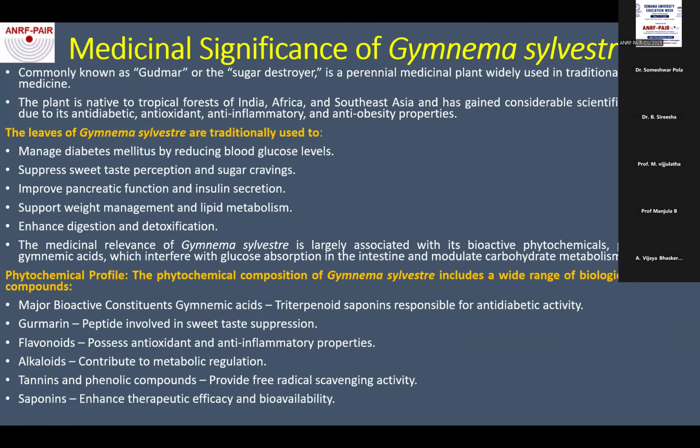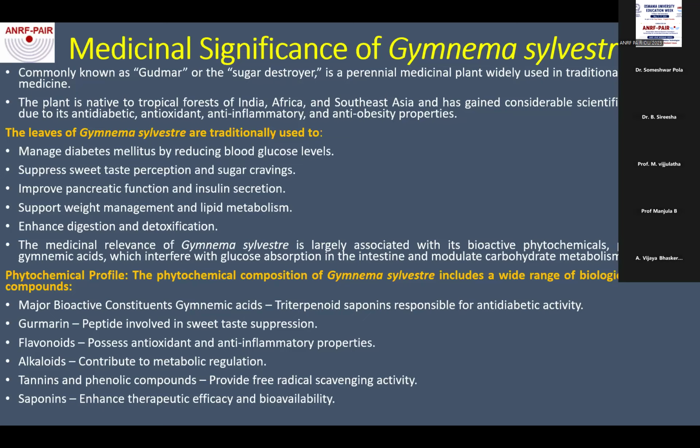If you see the medicinal significance of Gymnema sylvestre, it's commonly called the sugar destroyer. It's a perennial medicinal plant widely used in traditional Ayurvedic medicine. The leaves of Gymnema sylvestre are traditionally used to manage diabetes mellitus by reducing blood glucose levels. It also suppresses sweet taste perception and sugar cravings. It improves the pancreatic function and insulin secretion. It also supports weight management and lipid metabolism.